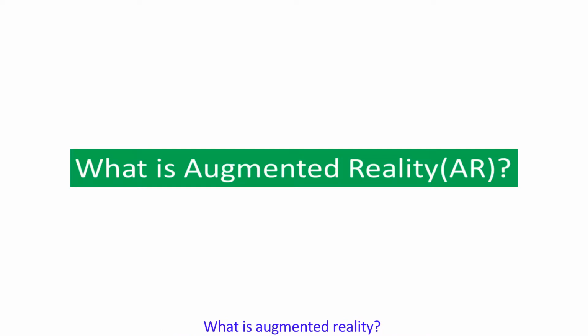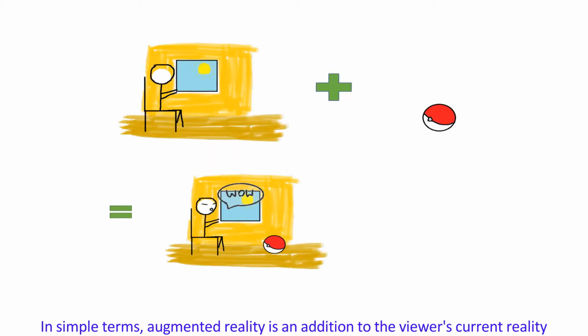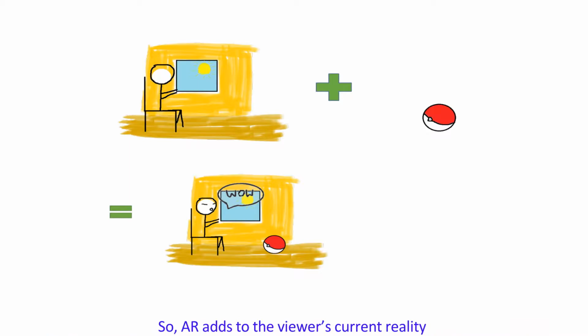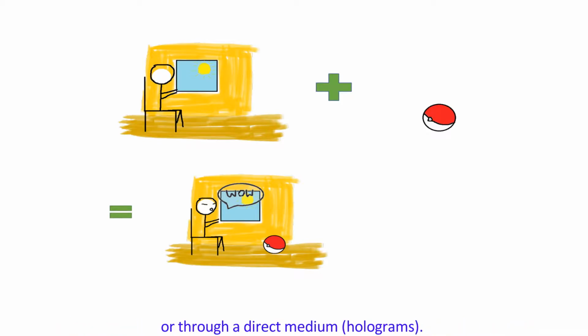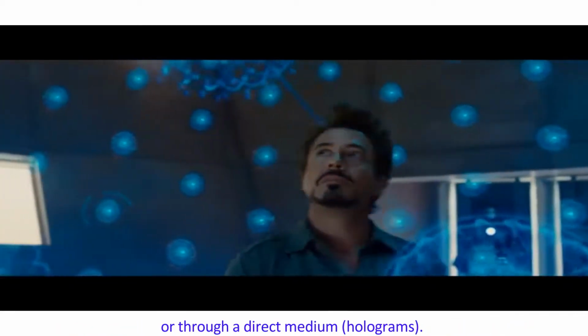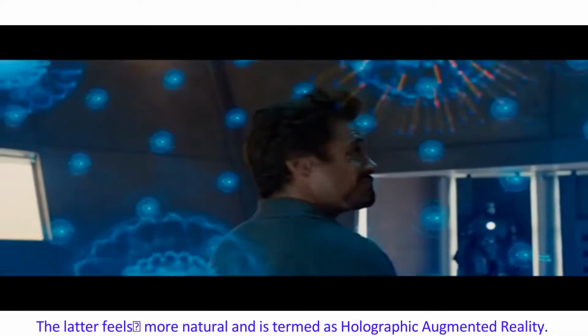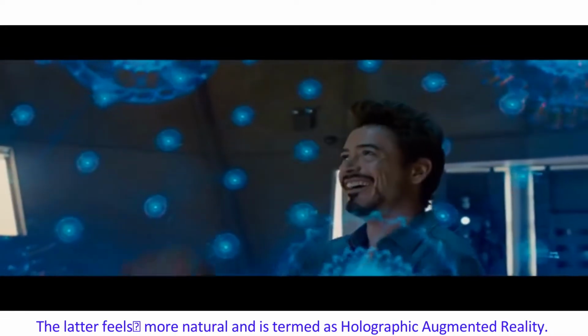What is augmented reality? In simple terms, augmented reality is an addition to the viewer's current reality. So AR adds to the viewer's current reality either through an indirect medium, such as mobile phones in Pokemon Go, or through a direct medium, holograms. The latter feels more natural and is termed as holographic augmented reality.